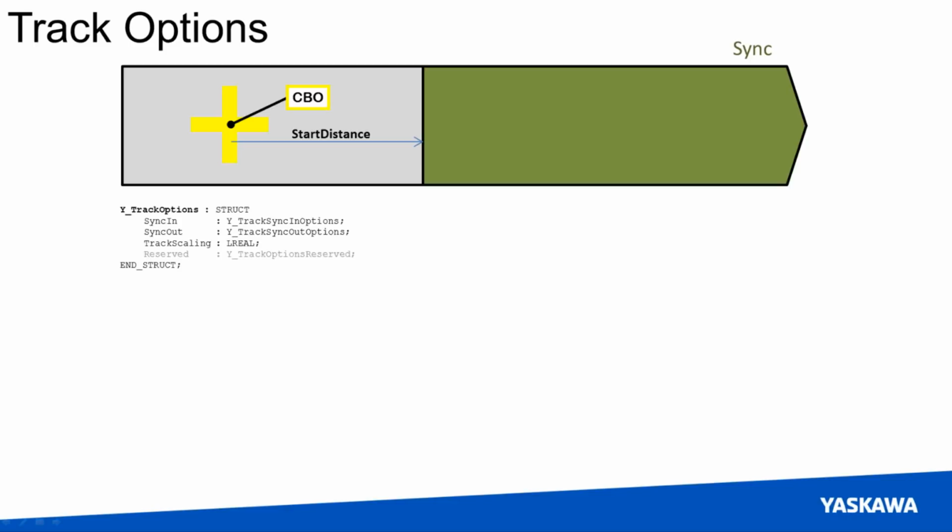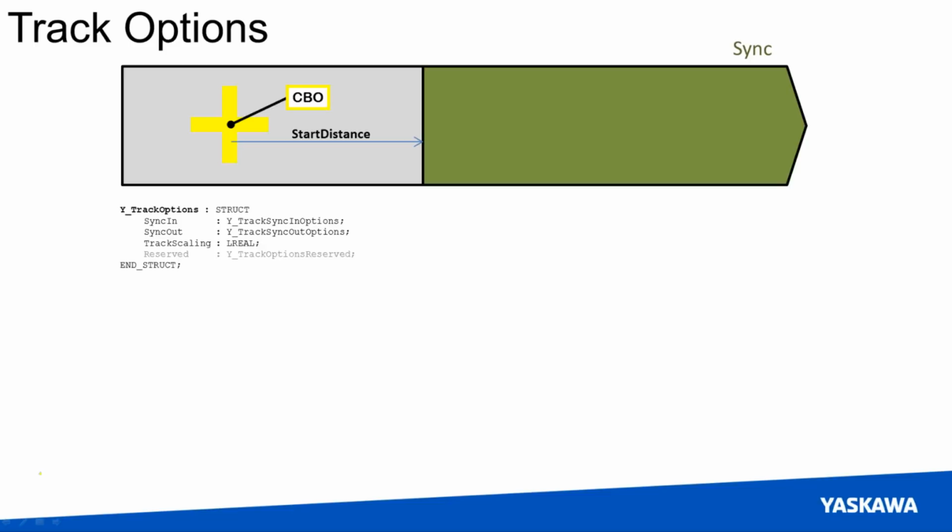So the track options at its top level has three different elements to it. One is the sync in, which is going to define how the sync in works. One is the sync out, which is going to define how the sync out works. And then we have track scaling. And if there's a difference in units between your conveyor and your mechanism, then this is what you would use in order to take care of that.